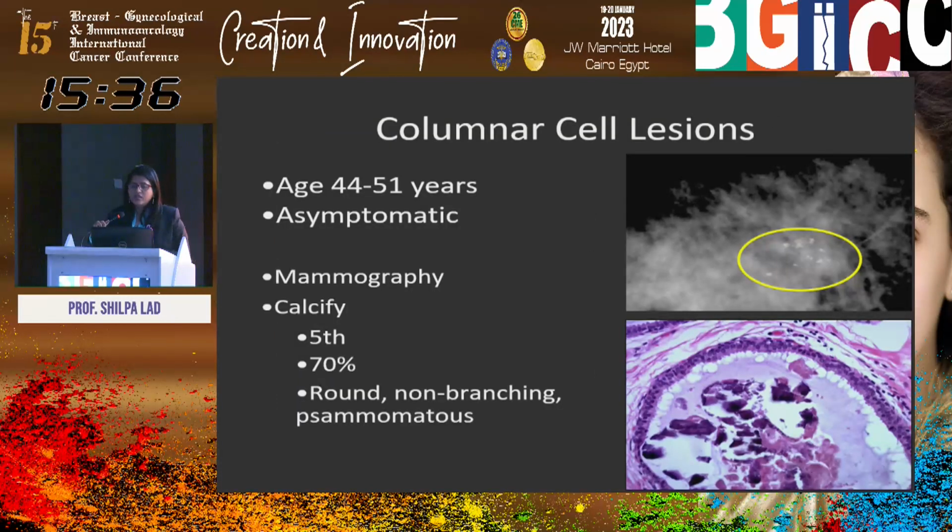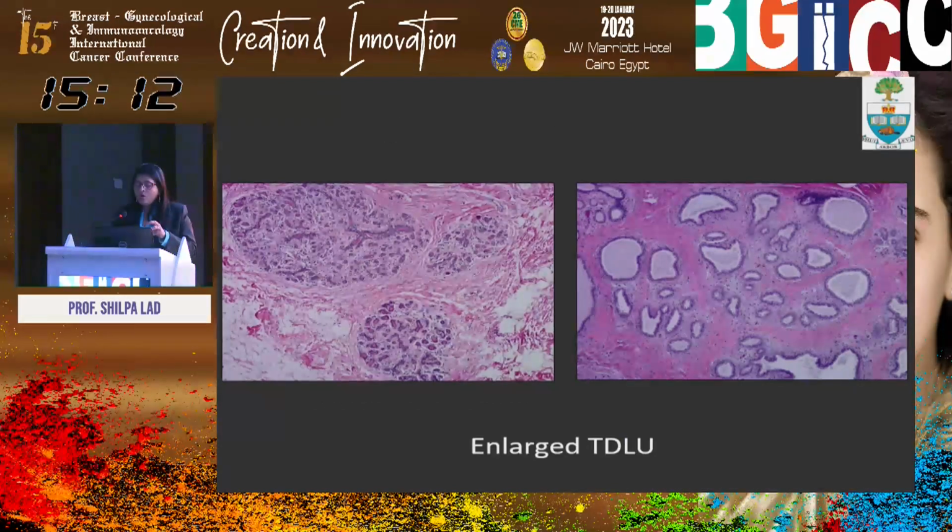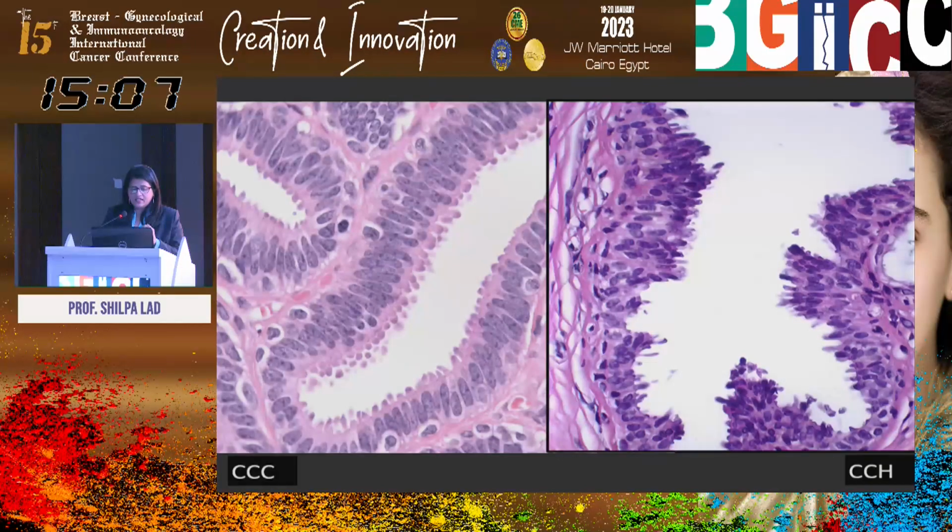Here's a case of mammographically detected pleomorphic microcalcifications, okay? These columnar cell changes typically, and this was in keeping with columnar cell lesion, these typically happen in the 4th and 5th decade of life. The calcifications are round, non-branching, and there are psammoma bodies, as they call it, okay? As per the pathologist, there are enlarged TDLUs in this case, okay?